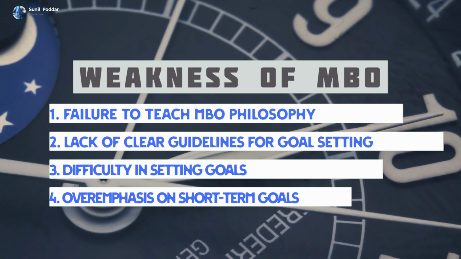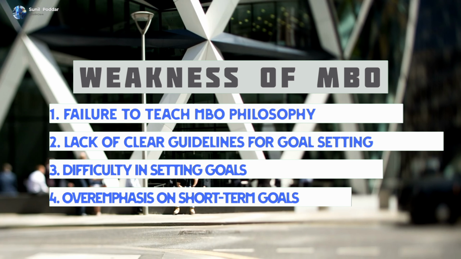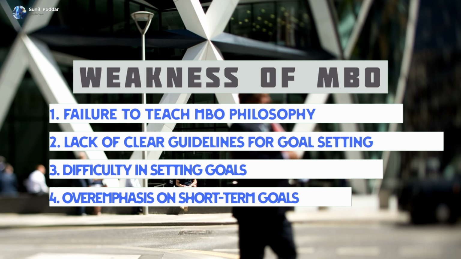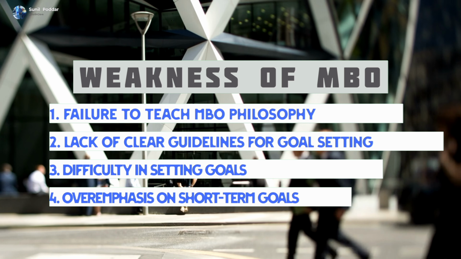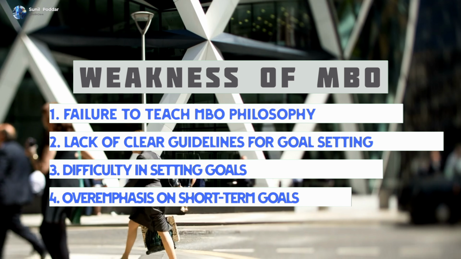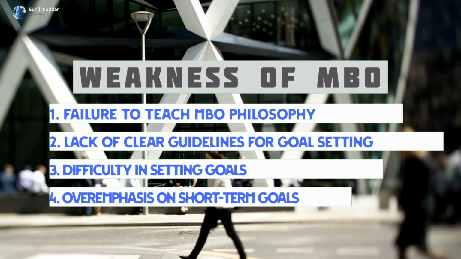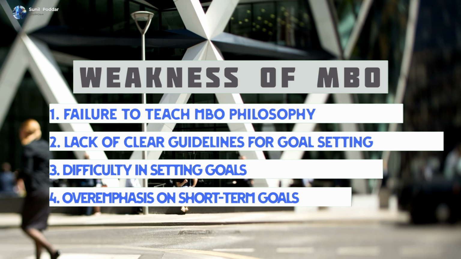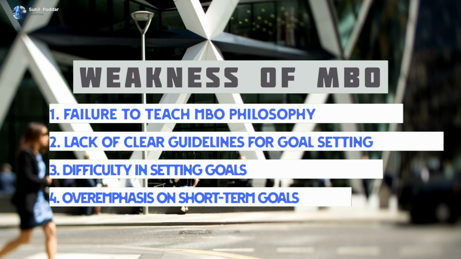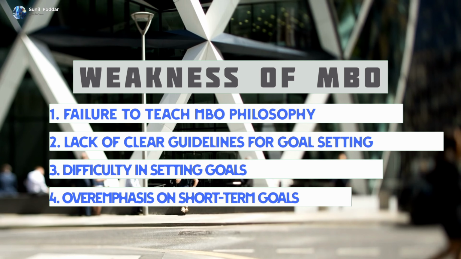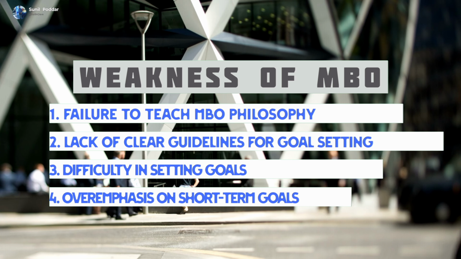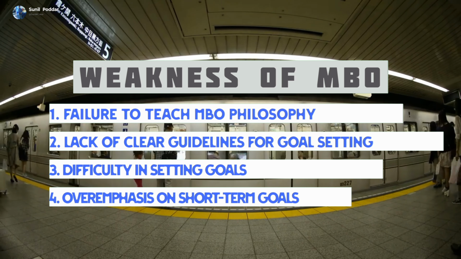Weakness of management by objective. It is a popular approach, but it has some notable weaknesses. Failure to teach MBO philosophy. MBO success hinges on managers fully understanding the concept. If managers lack clarity, they can't effectively guide their teams. Their philosophy focuses on self-direction and control. If not properly conveyed, it can fail to develop professional managers.